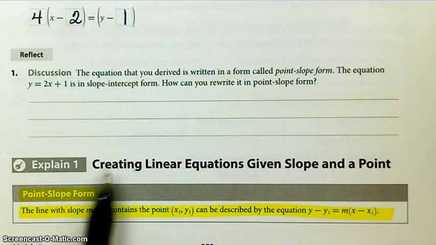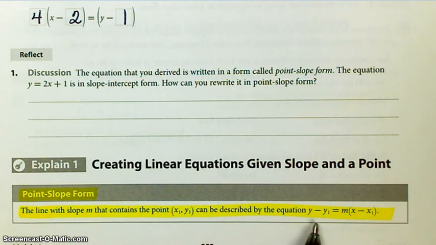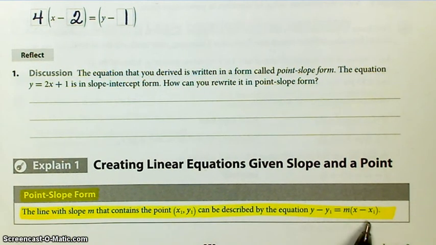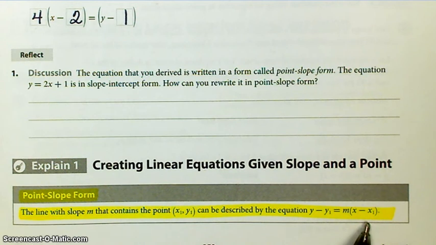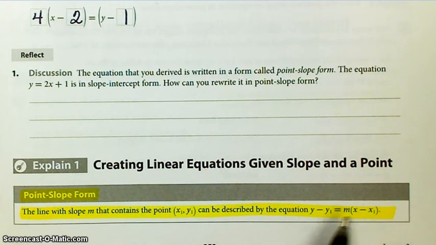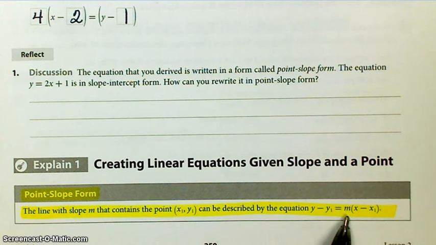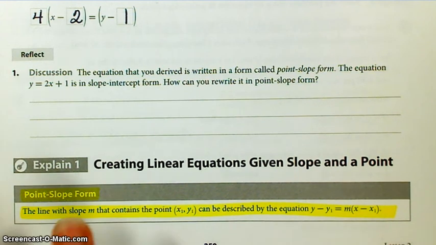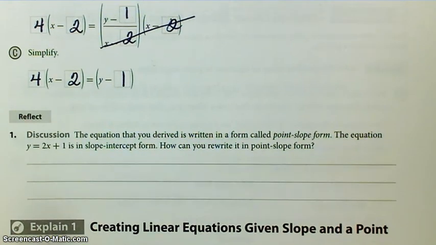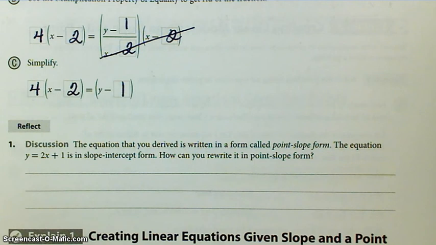Okay, point-slope form is an equation written in this format: y minus y1 equals m times (x minus x1), where x1 and y1 are the coordinates of the point I know, and m is the slope. So the equation that you derived is written in the form called point-slope form. So the equation y equals 2x plus 1 is in slope-intercept form. Can you rewrite that in point-slope form? And the answer is, of course you can.